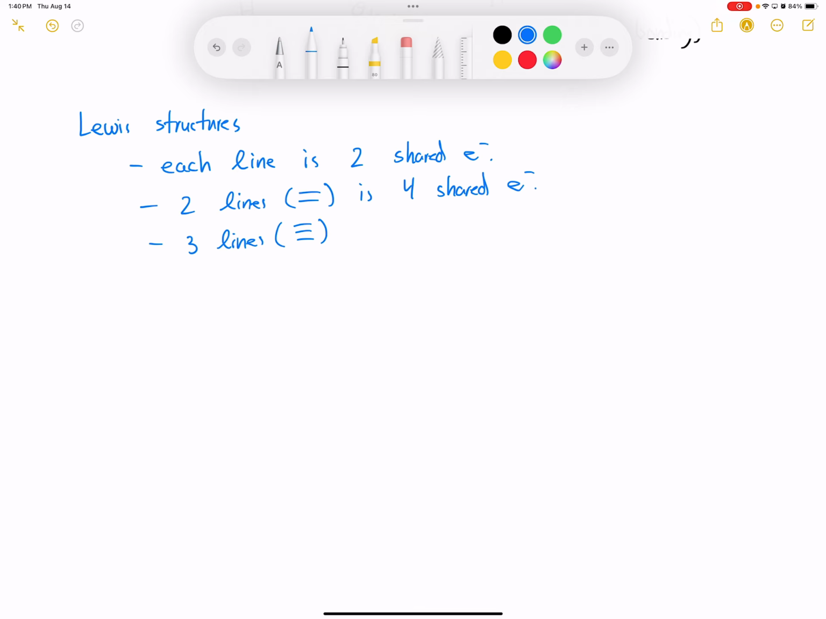Does anyone know what the name for this thing is? This math notation? I'm not sure. All right, it's not important.